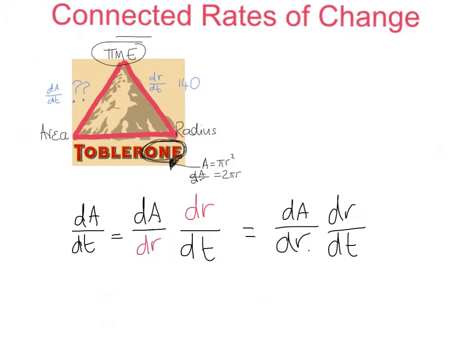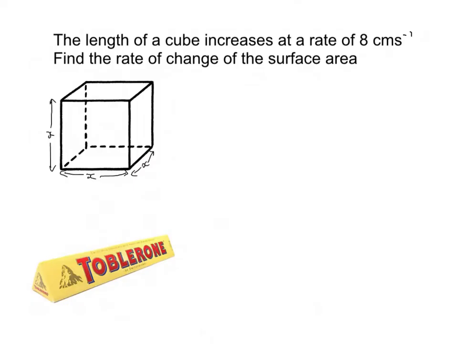So let's feed them into this expression. dA by dr is 2 pi r. dr by dt is 140, and I'm done. I've got my dA by dt. If I know what the radius is at a specific time, then I will be able to find the rate of change of the area at that time.